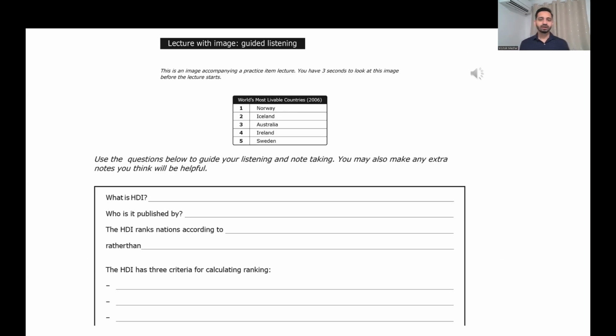Okay. All right, so now I'm going to play this, but this is guided listening, so I'm going to give you a little bit of a template here, and I want you to fill in this template. You can pause the video and fill in the template, and I will share some examples with you of how I would tackle this recording or this lecture. Okay, so we look at this image for 3 seconds. We've got most livable countries in 2006: Norway, Iceland, Australia, Ireland, and Sweden. Okay, now start listening.